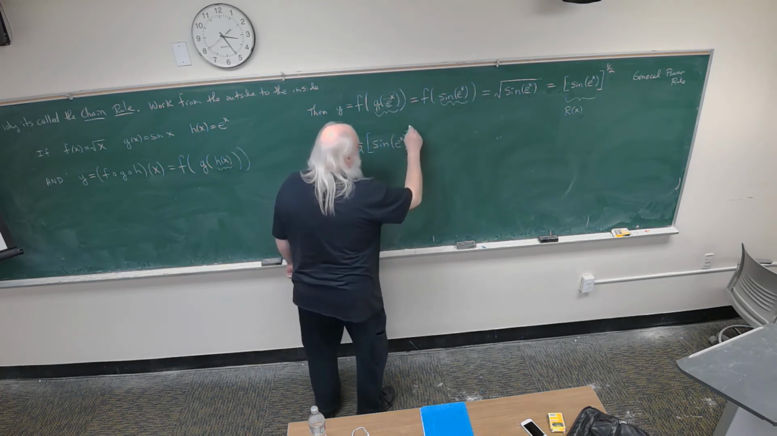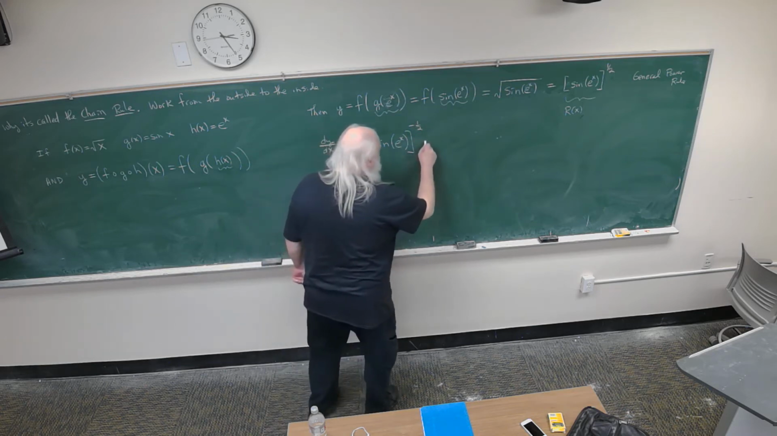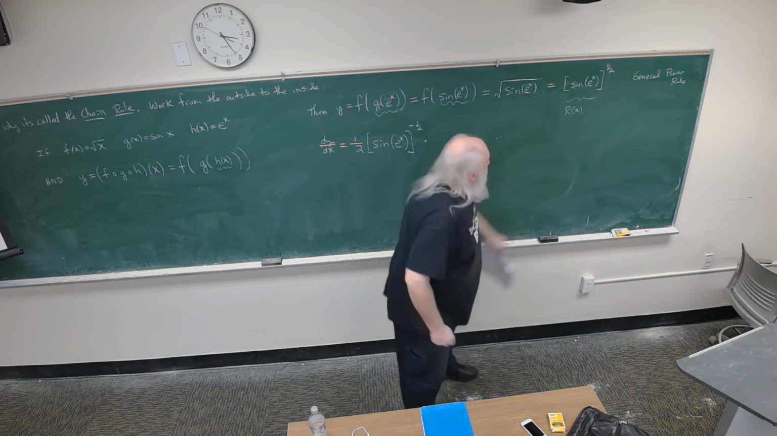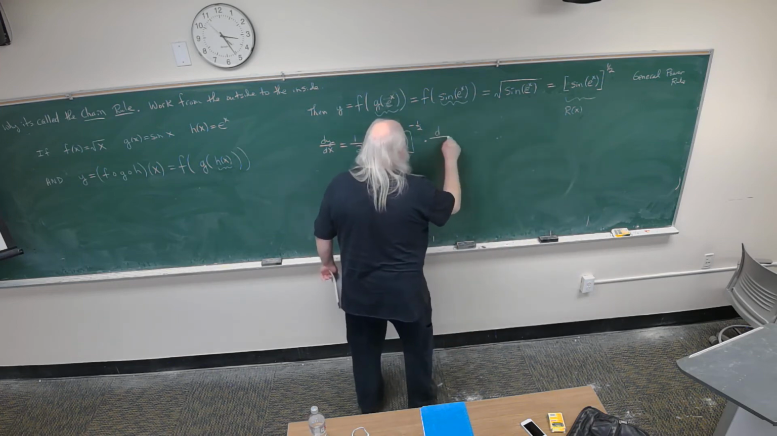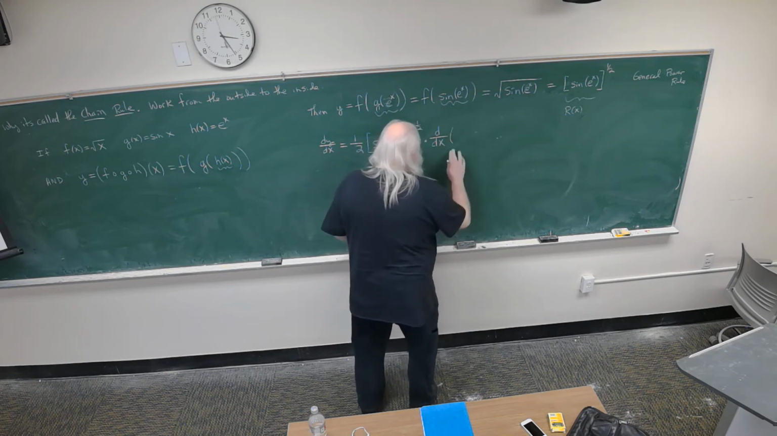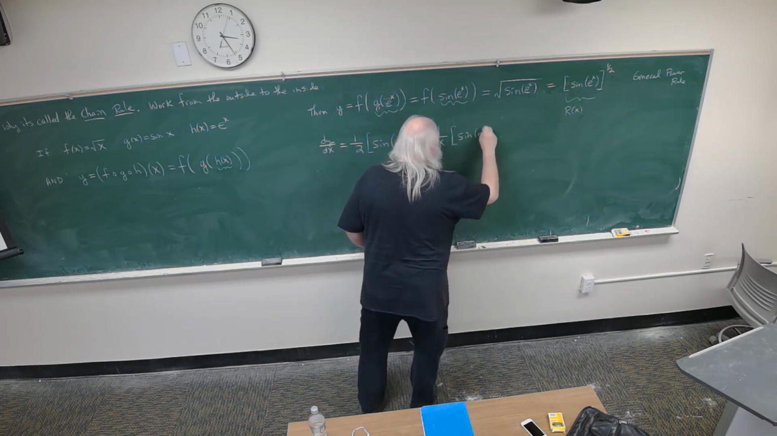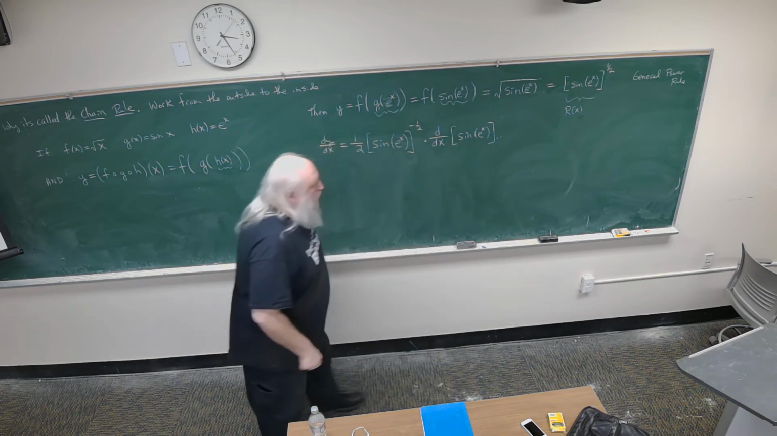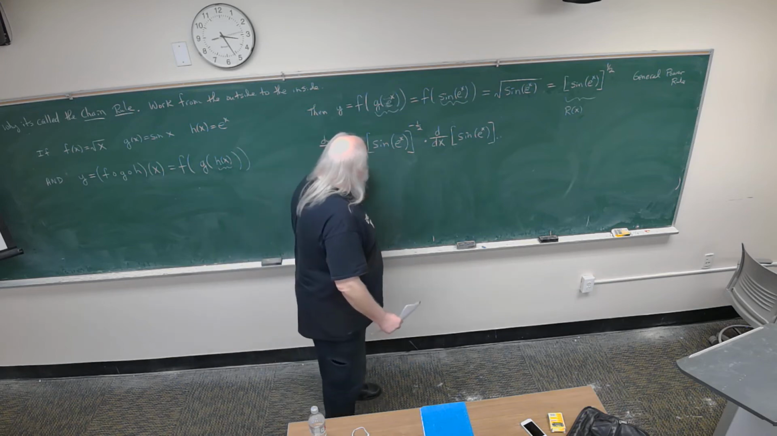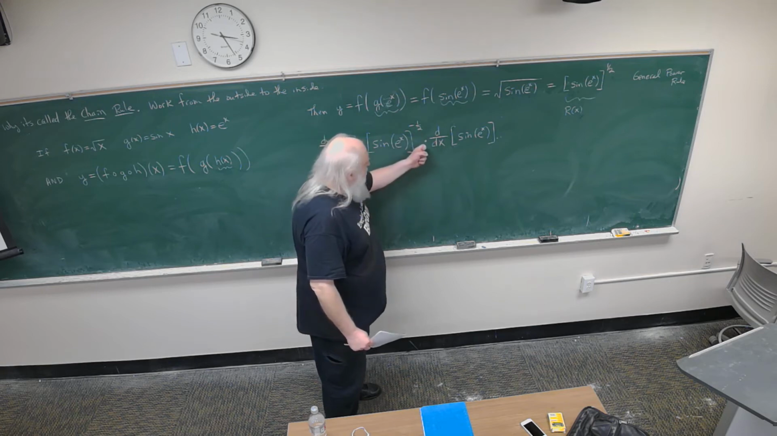Subtract 1 from the exponent. 1/2 minus 1 is minus 1/2. And now we multiply this by the derivative of the inner function, right? So we've got to multiply this by the derivative with respect to x of the sine of e to the x. Okay? It's an application of the general power rule. So now we have 1/2 times this to the minus 1/2 power times this derivative.